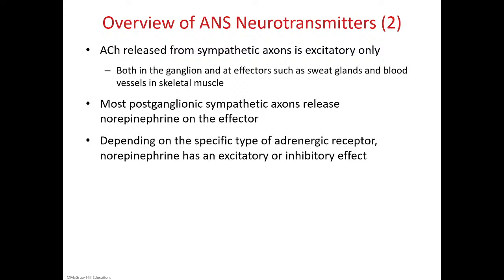Most postganglionic sympathetic axons release norepinephrine on the effector. All right, so in the sympathetic system, most postganglionic fibers will release norepinephrine. And then depending on the specific type of adrenergic receptor, norepinephrine has an excitatory or inhibitory effect. Now, just to get our terminology straight, we said that acetylcholine synapses are called cholinergic synapses, and the fibers are called cholinergic fibers. When we use the term adrenergic, we're referring to neurons that release norepinephrine.